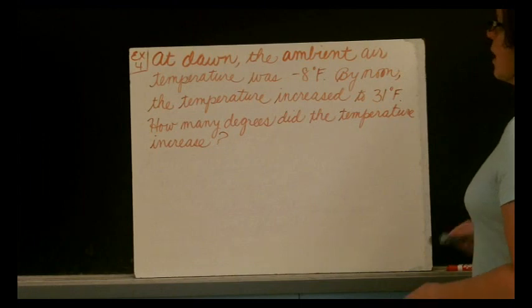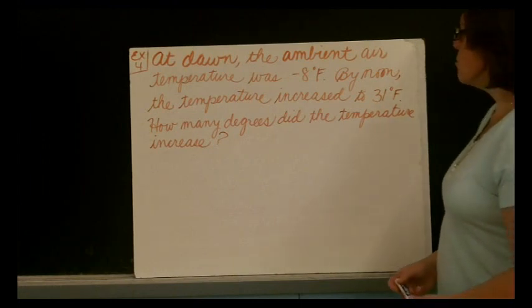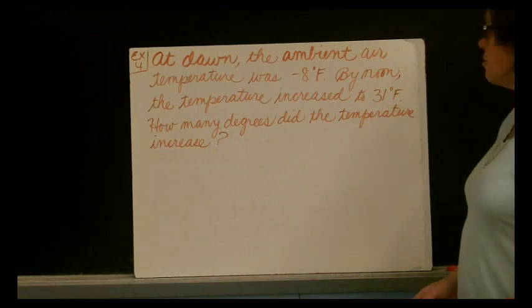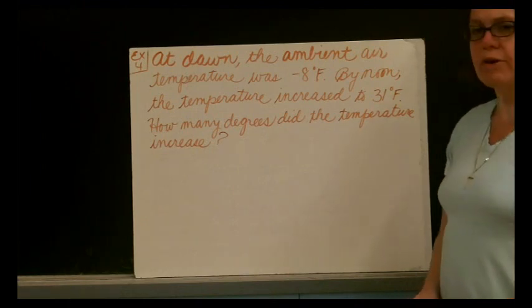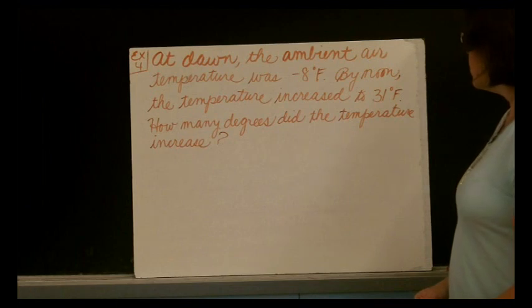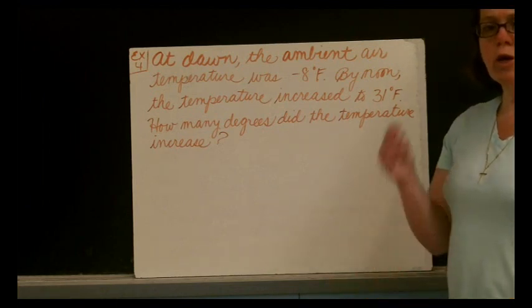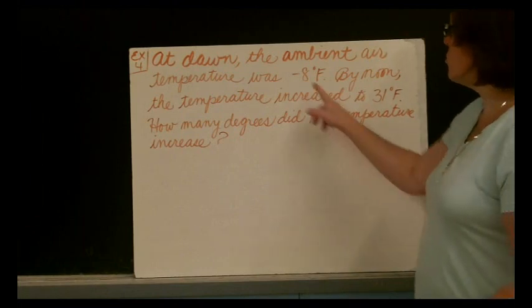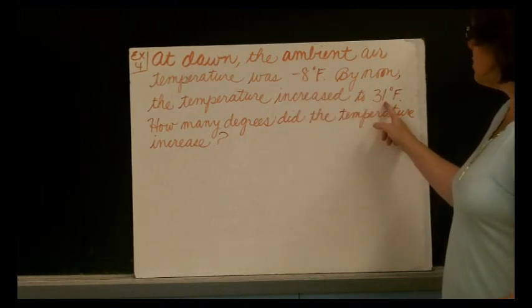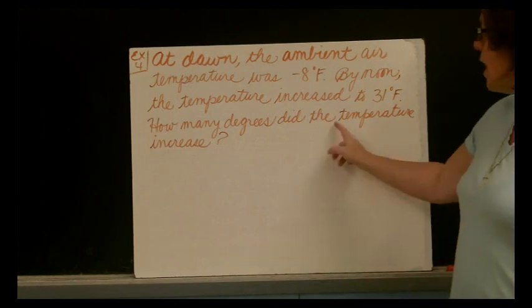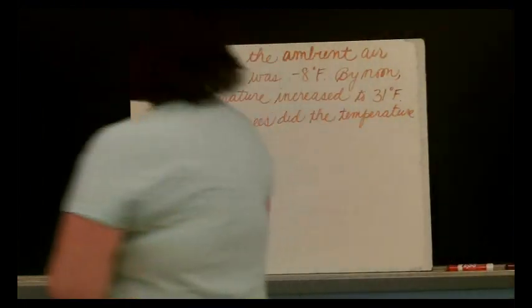Let's read it. At dawn, the ambient air temperature was -8°F. By noon, the temperature increased 31 degrees Fahrenheit. How many degrees did the temperature increase? Now, because we've been working with integers, your brain automatically wants to go to the -8 and the +31 and combine them to get a +23. But that would not be reasonable.